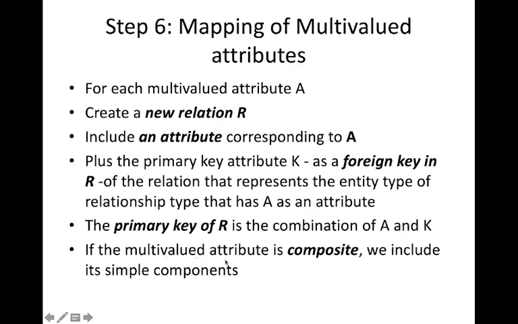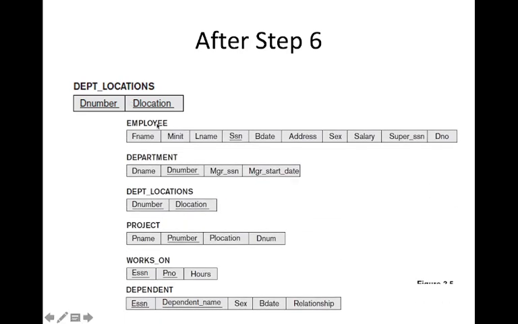And if the multivalued attribute is composite, then we can split it into simple components. Here department location is not a composite attribute, so we need not split. So this will form the new table. Finally the design will be like this. Employee will be there, department will be there. Now we have included a new relation into this: department locations will be there, then project, works on, dependent. So 1, 2, 3, 4, 5, 6 relations will be there after step 6.